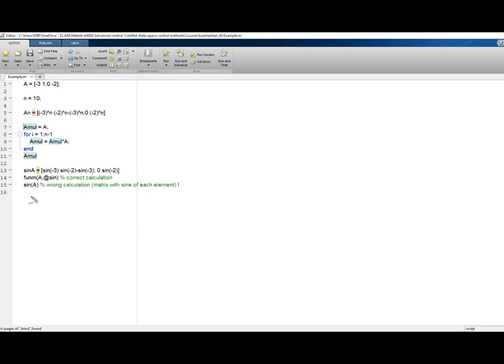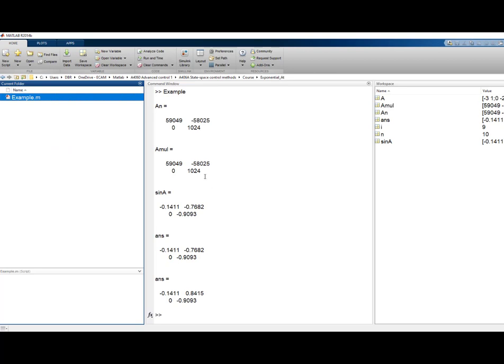So let's have a look and run the code. And you can see here that this is what we had obtained, and this is what is obtained by MATLAB. This is what is obtained with this funm function, and this is what is obtained with the sine function. As you can see, it computes the sine of each element. So this computation here is wrong.